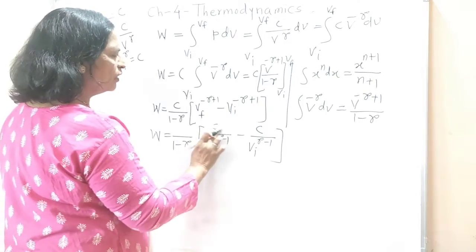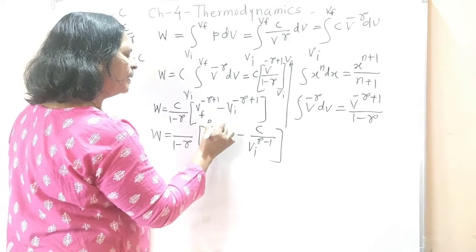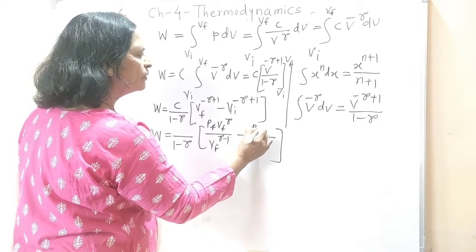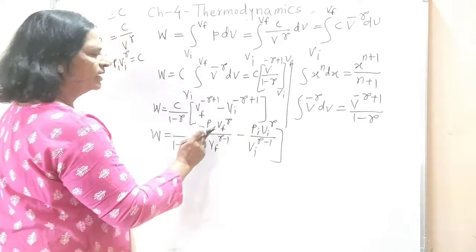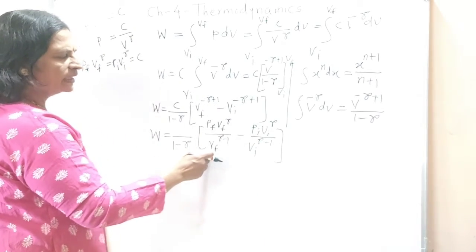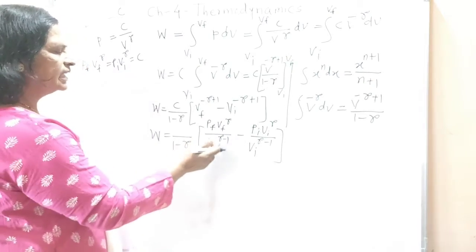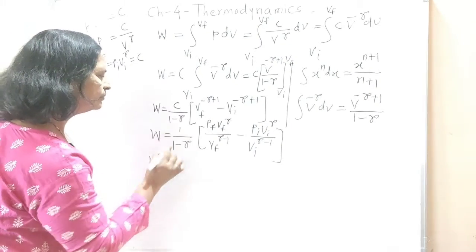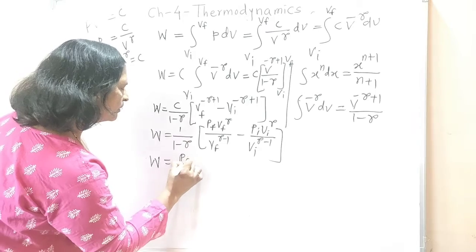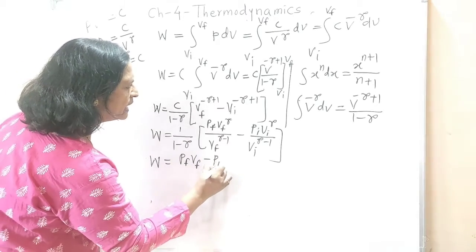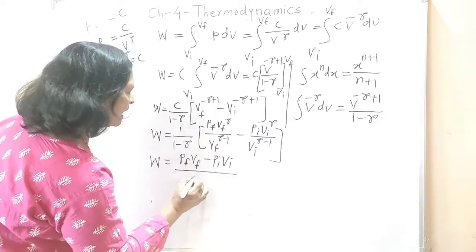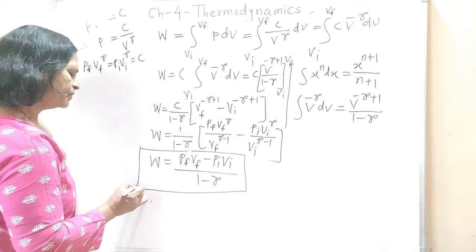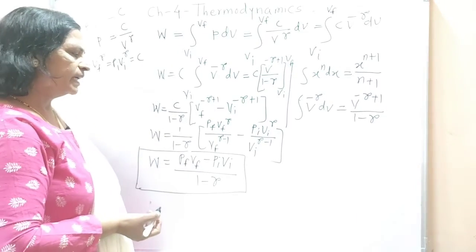Now we have to substitute the value of C, Pf Vf raised to gamma. Okay, and here Pi Vi raised to gamma. Then this gamma gets cancelled. Vf raised to minus 1 is nothing but Vf raised to 1 plus 1, and it becomes Pf Vf minus Pi Vi divided by 1 minus gamma. This is the work done in case of an adiabatic process.